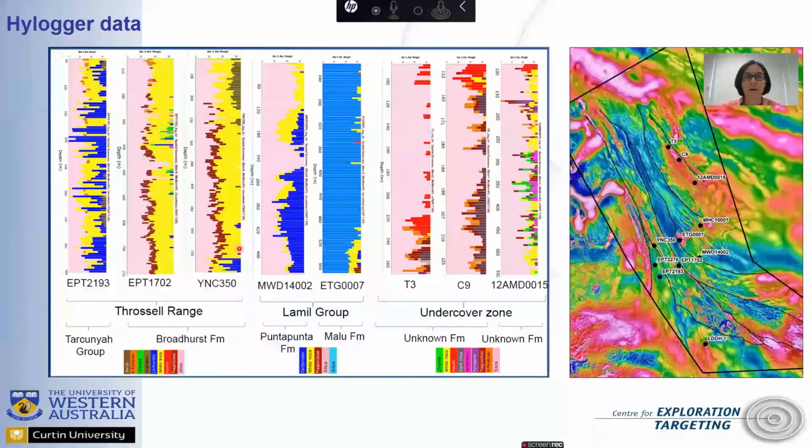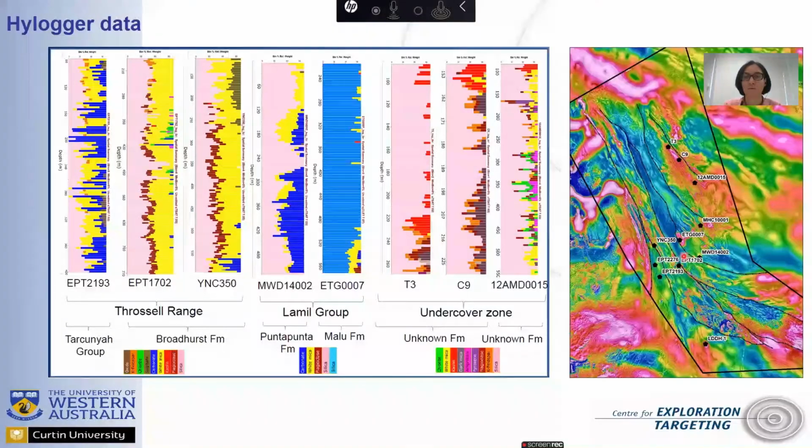When we look at the hylogger data, we understand the mineral assemblages of the cores are different based on the geophysical domain. For example, these two cores are located in the Trezona Range in high magnetic rocks, and they have a similar mineral assemblage, considered as the Broadhurst formation. EPT 2193 is also considered part of the Broadhurst formation, but the mineral assemblage is completely different. We have a high level of carbonate content.